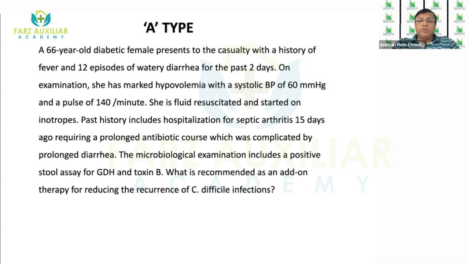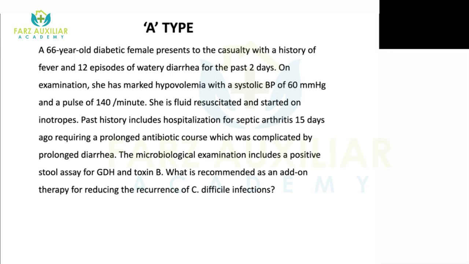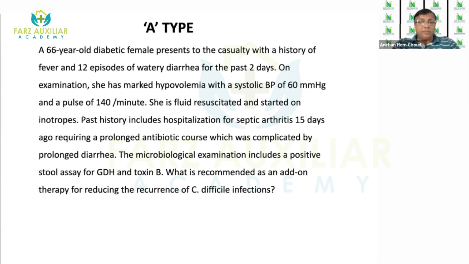Her past history includes hospitalization for septic arthritis 15 days ago, requiring a prolonged antibiotic course, which was complicated by prolonged diarrhea. The microbiological examination includes a positive stool assay for glutamate dehydrogenase and toxin B. Now, what is recommended as an add-on therapy for reducing the recurrence of Clostridium difficile infection in this patient?